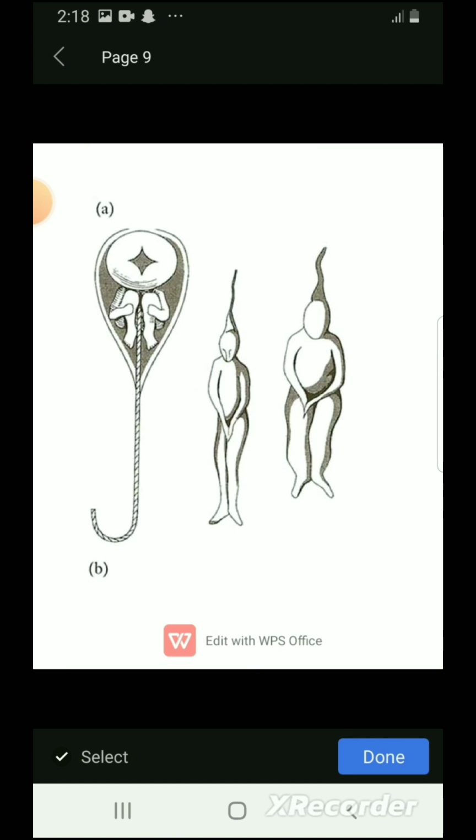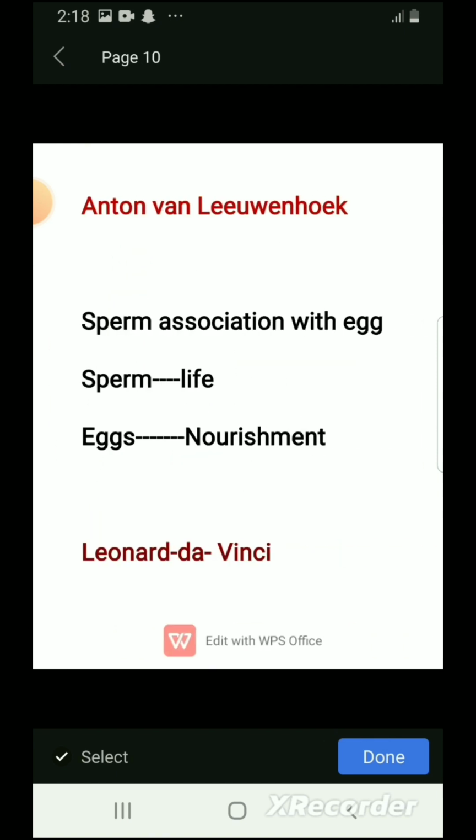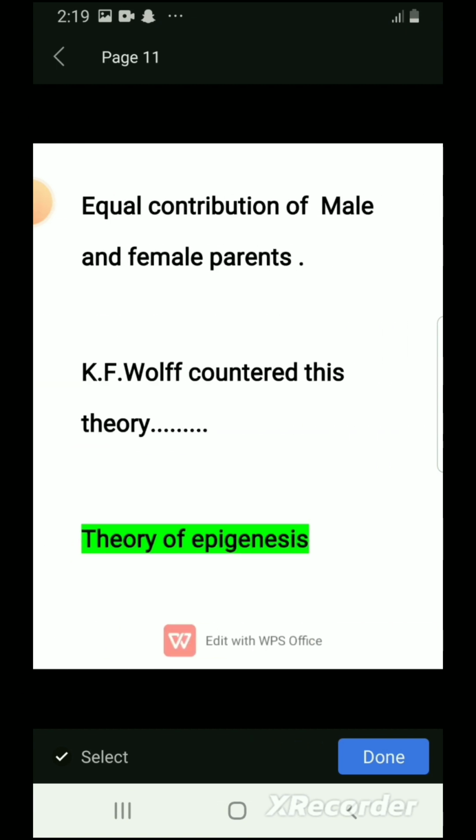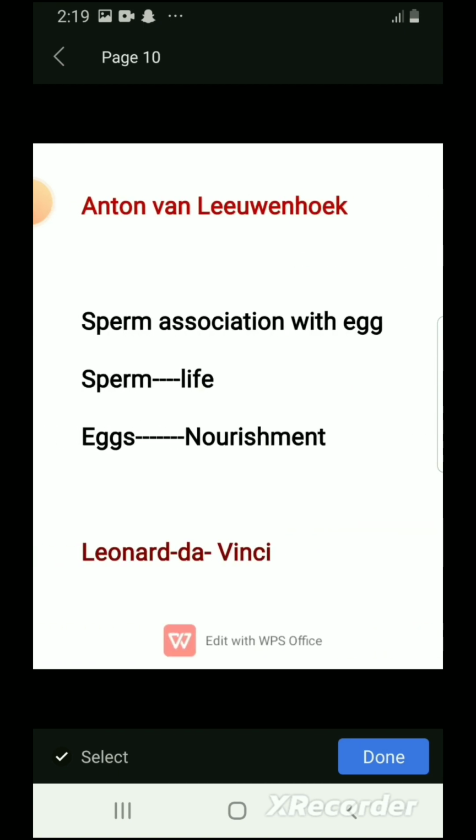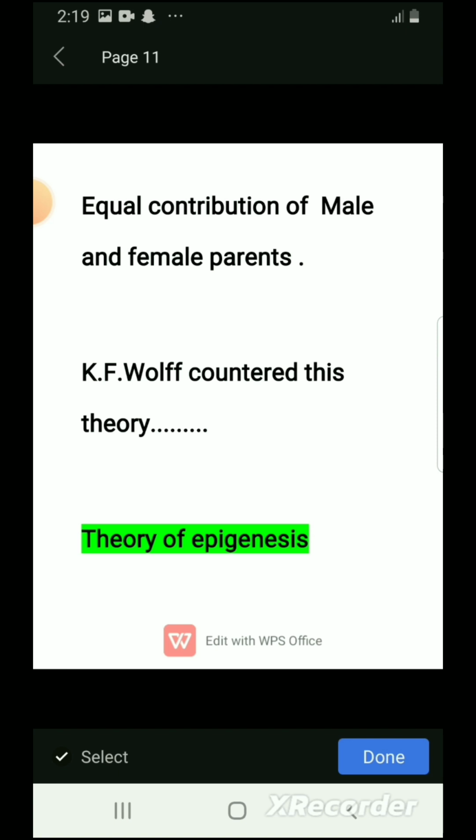We have contributions of different men in this preformation theory. We have someone like Anton van Leeuwenhoek. He stressed on the sperm's association with the egg, and he said that the sperm actually is the life itself, and the egg gives the embryo its nourishment. Another important person is Leonardo da Vinci. He said that there's equal contribution of the male and female parents, unlike Anton, who said that the male gives the life through the sperm and the female gives the embryo nourishment. Da Vinci said there's equal contribution of both parents' preformed materials to form the embryo.